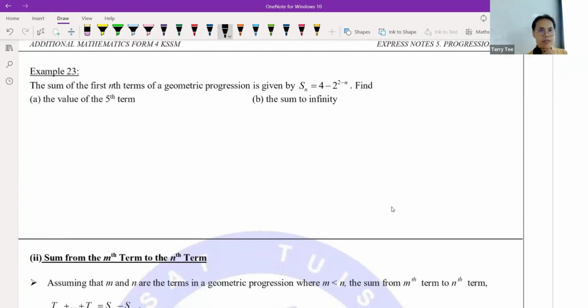Okay, so let's look at example 23. The sum of the first n terms of a geometric progression is given by this. Find the value of the fifth term. Okay, what is T5? T5 is your S5 minus S4. So let's put 5 inside. Okay, so this will be 5, right? S4 will be 4 minus 2, 2 minus 4.